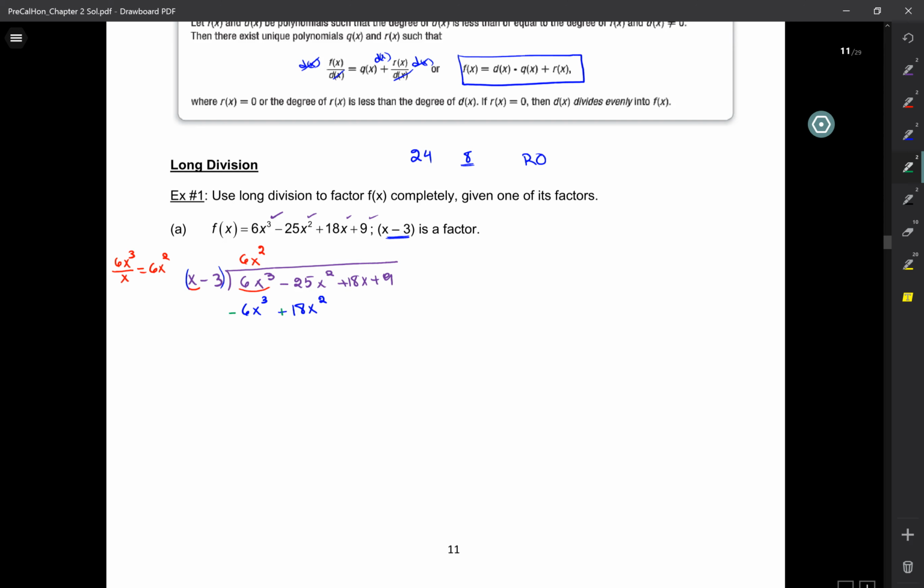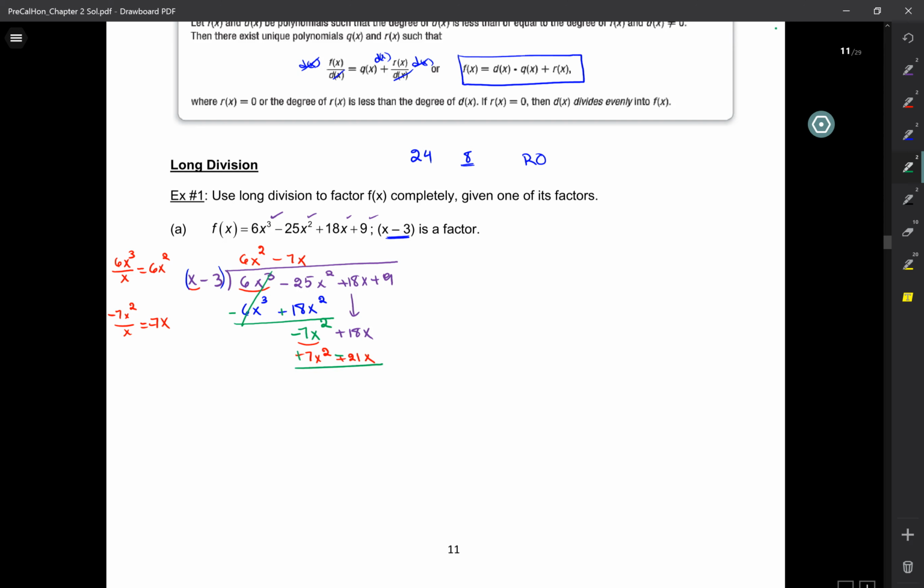If I subtract, my signs automatically change. So 6x cubed minus 6x cubed goes away as it must. Here I have negative 7x squared. And I bring down the 18x, so positive 18x. And the process starts all over again. So now I have negative 7x squared over x is negative 7x. Now I multiply. I get negative 7x squared plus 21x. Now I'm going to subtract.